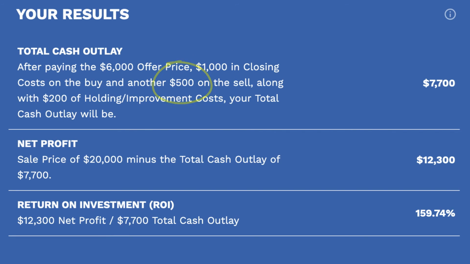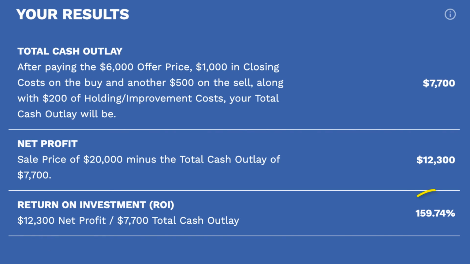It's just tallying all that together and saying that based on these figures we put in here, that's how much cash it's going to take to get into this deal. And then the next thing we see here is the net profit number. And that's just taking our supposed sale price here and subtracting our total cash investment. And that gives us a net profit of $12,300. If this actually pans out, that would not be a bad paycheck to get.